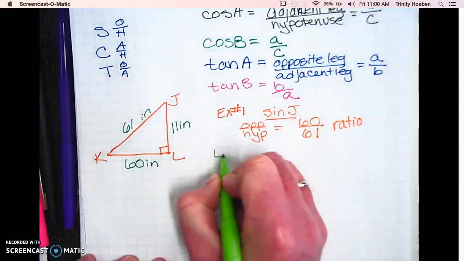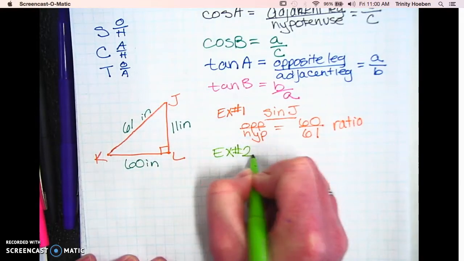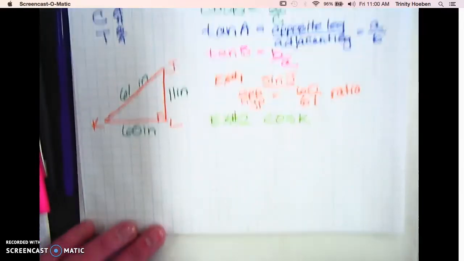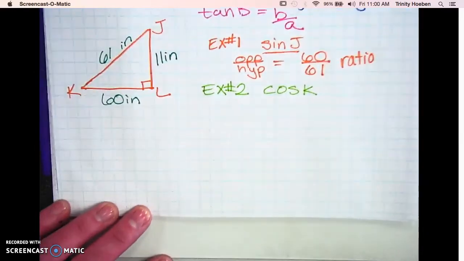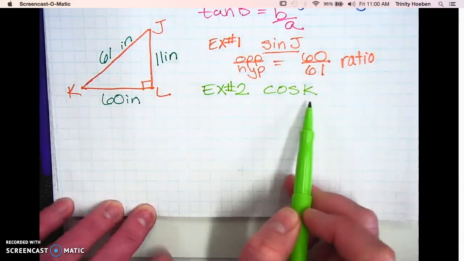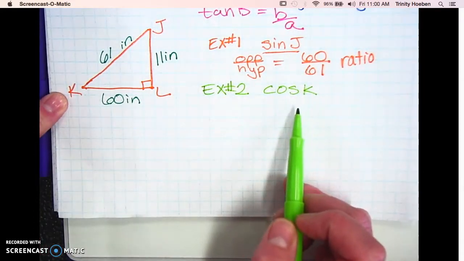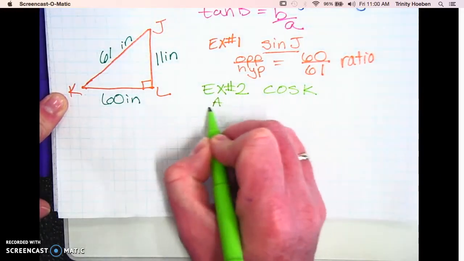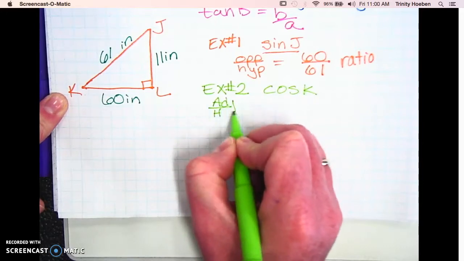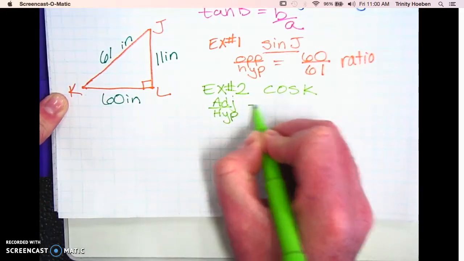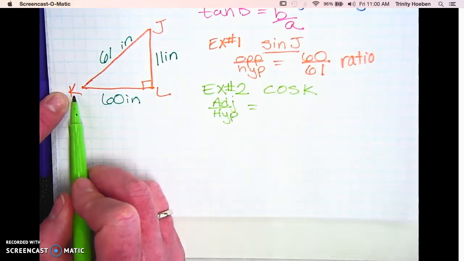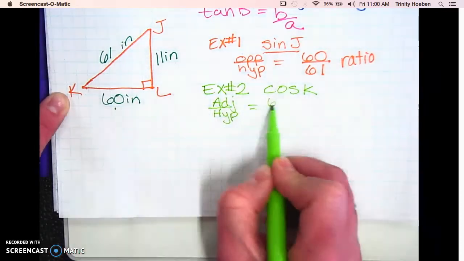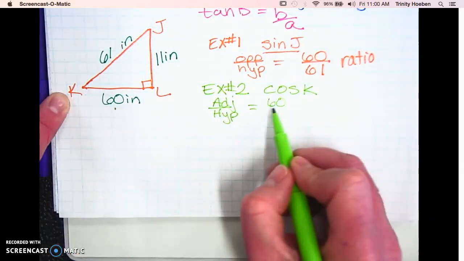All right, example number 2. Now I want you to find the cosine of K. So you're going to go to angle K, and you're going to remember that the cosine is R high, so start with A over H. So A stands for adjacent, H stands for hypotenuse. So from angle K, the adjacent is the one right next to it, so 60, over the hypotenuse, which is 61.